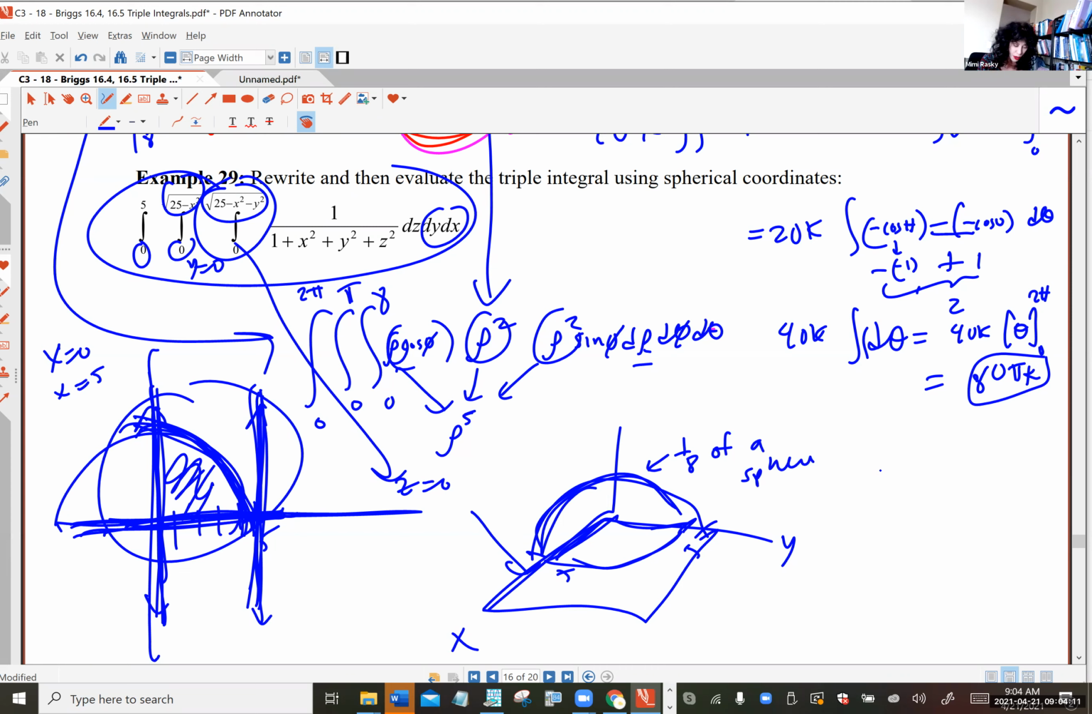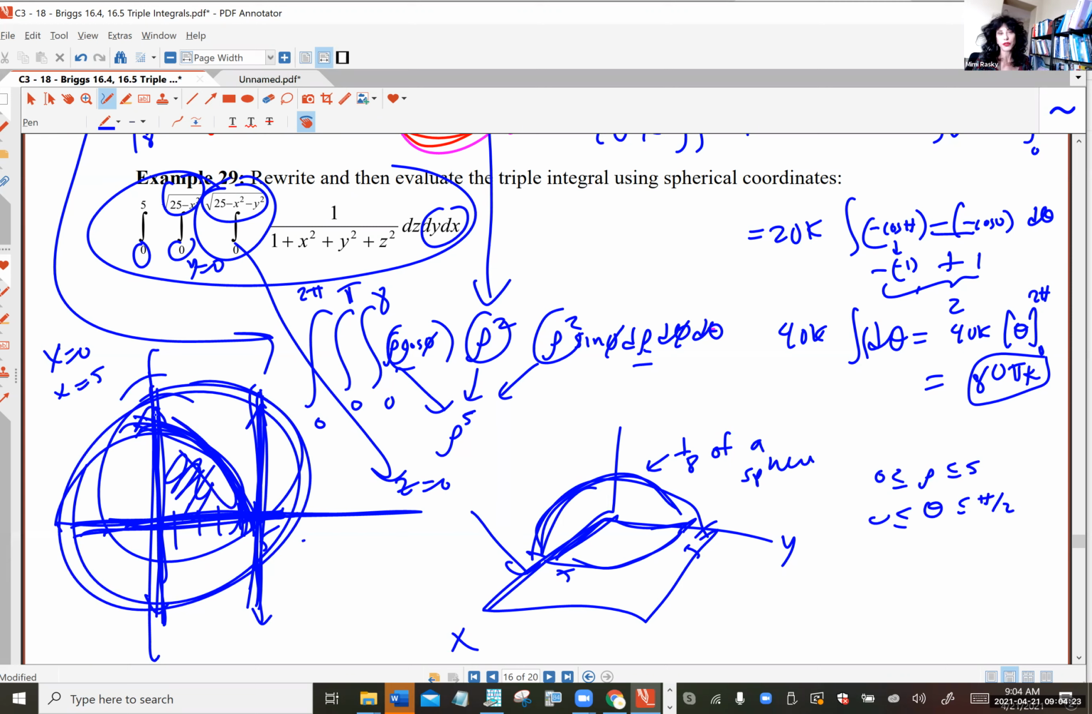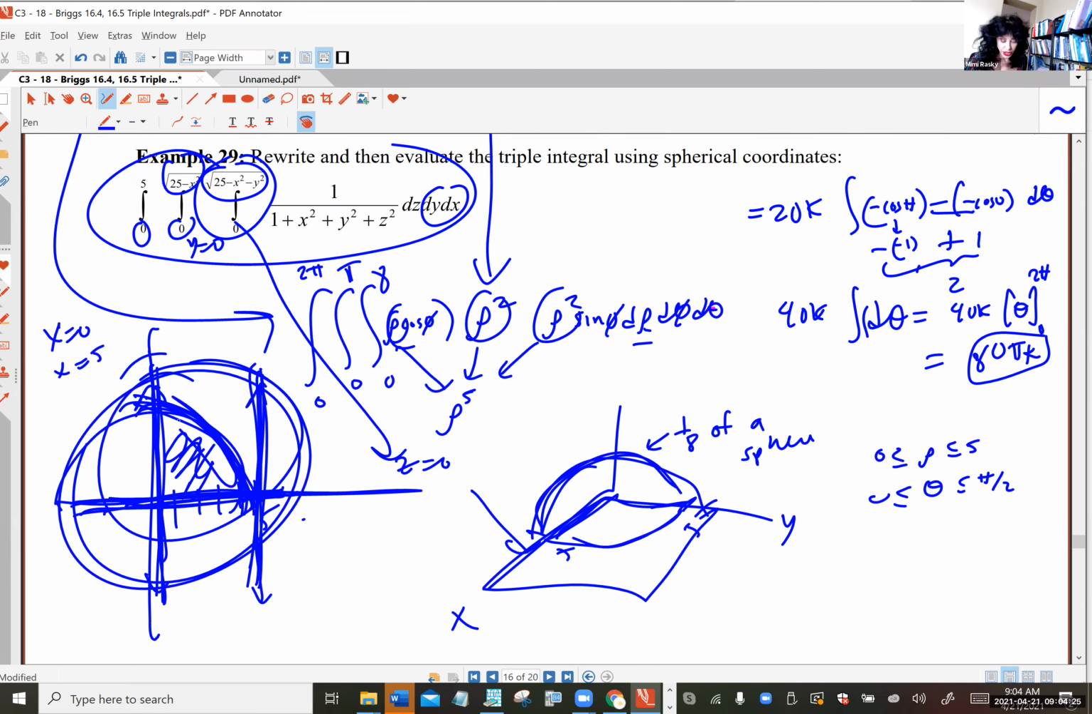Okay, so rho is going to go from 0 to 5. Theta is only going from 0 to pi halves. How come it's only going from 0 to pi halves? Because theta always does what, if you look here in the XY plane, it's just that quarter of a circle centered at the origin in the first quadrant.